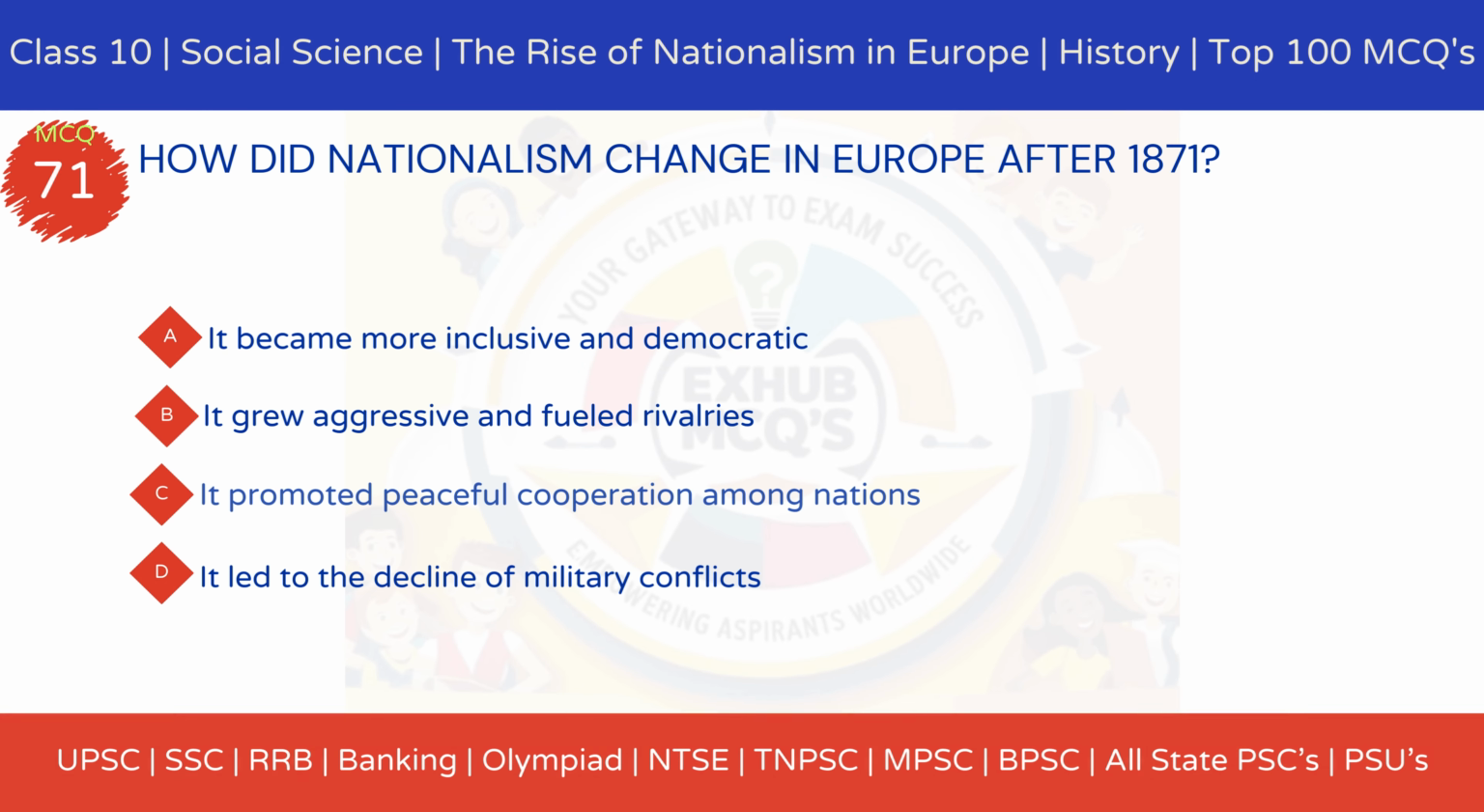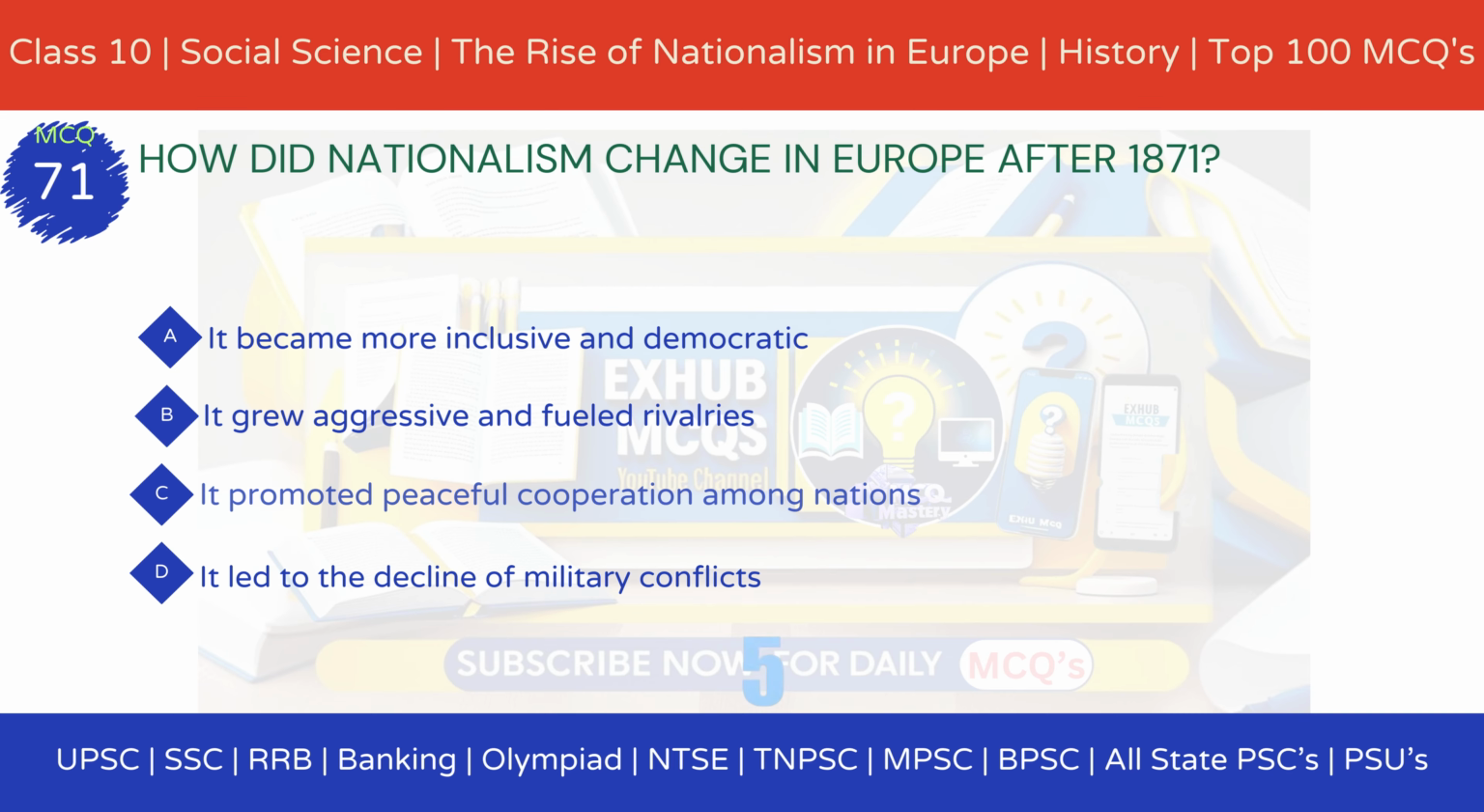MCQ 71. How did nationalism change in Europe after 1871? Option A. It became more inclusive and democratic. Option B. It grew aggressive and fueled rivalries. Option C. It promoted peaceful cooperation among nations. Option D. It led to the decline of military conflicts.